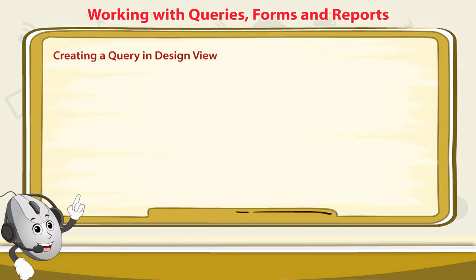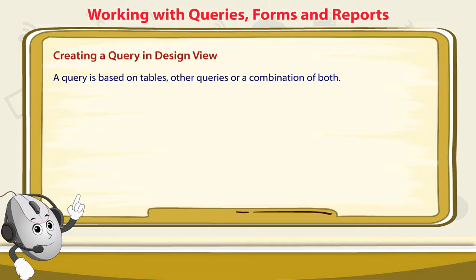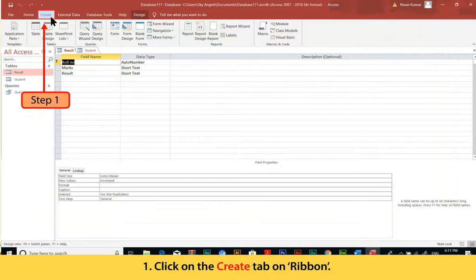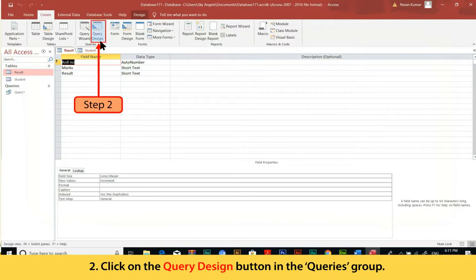Creating a query in Design View. A query is based on tables, other queries, or a combination of both. Follow these steps to create a query in Design View. 1. Click on the Create tab on the Ribbon. 2. Click on the Query Design button in the Queries group.